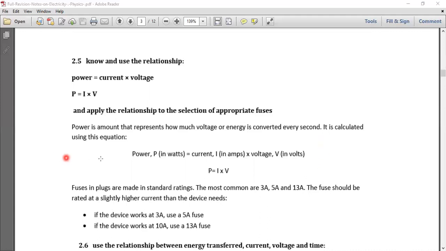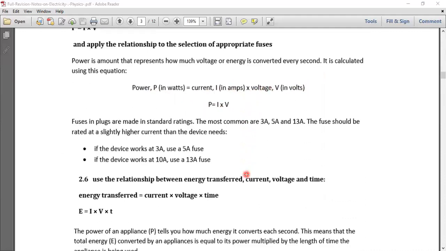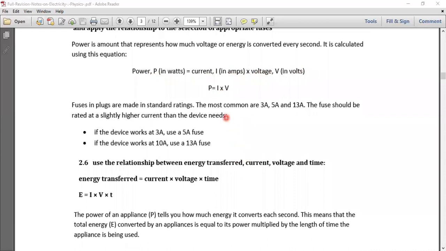It is calculated using the equation, power in watts equals current in ampere times voltage in volts, that is P equal to VI. Using this equation we can find out the value of current, and we can find out the value of voltage too. If two of the values are given, we can find the third one using this equation.